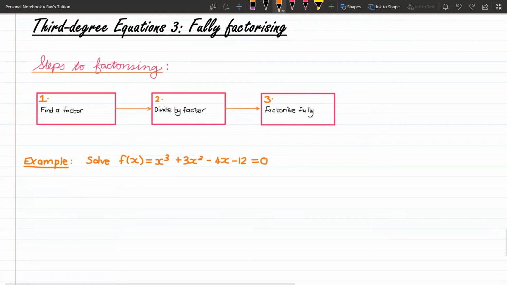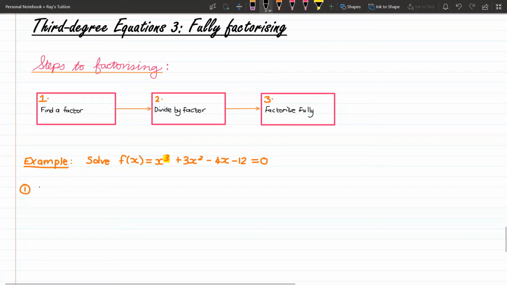We have to solve the equation f of x is equal to x cubed plus 3x squared minus 4x minus 12. This is a third degree or cubic equation because we can see the highest power of x is cubed. So let us go ahead and start with the steps. The first step is to find a factor. So we're going to substitute different values and see if we can find anything.